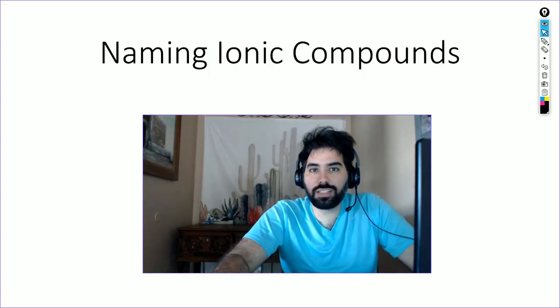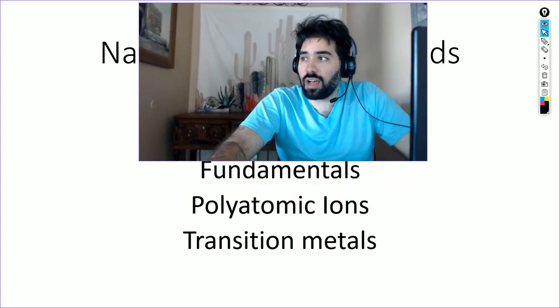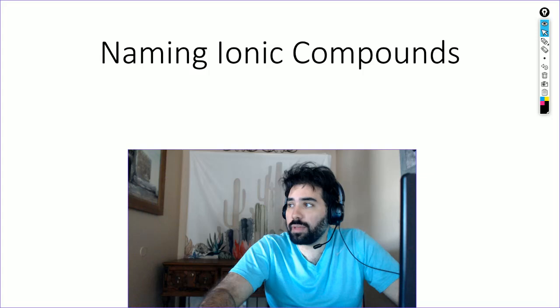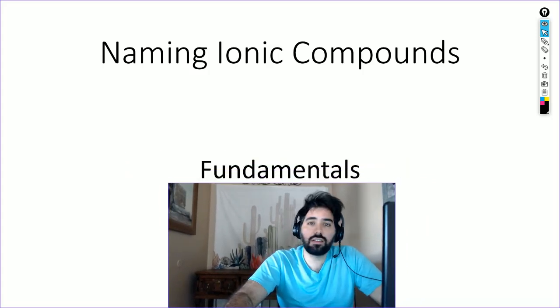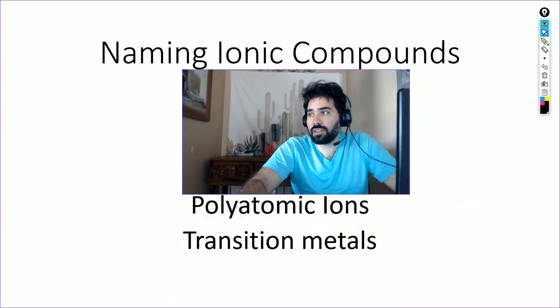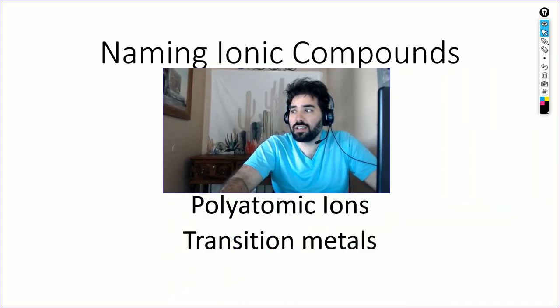This is week 1, day 3, and we're going to be talking about naming ionic compounds. When it comes to naming ionic compounds, we have the fundamental compounds, which are pretty simple, not too many problems with it. But then we also have two exceptions that we have to consider. We have the polyatomic ions exception and then the transition metals exception.